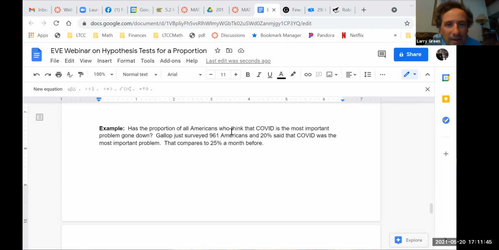Has the proportion of all Americans who think that COVID is the most important problem gone down? Okay. And unlike the last example, this one actually got data from Gallup. Gallup just surveyed 961 Americans. 20% of them said COVID was the most important problem. That compares to 25% a month before. It looks like it went down, right? 25 to 20. So did it go down? Let's see. And I'm going to do the main parts of this. I'm not going to do the last two pieces. First thing is, what is our H naught?